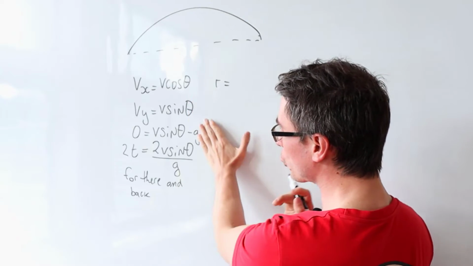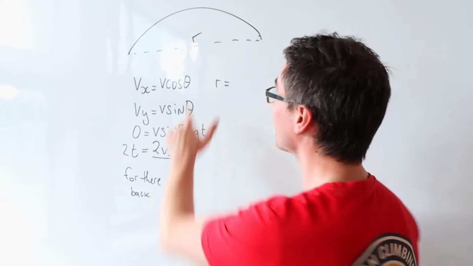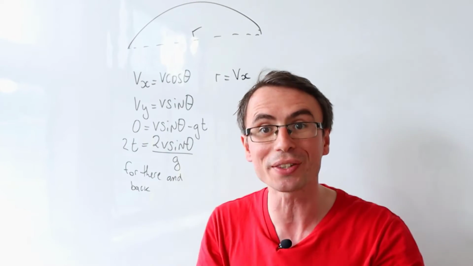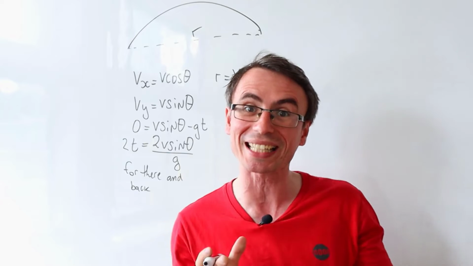These are our horizontal and vertical speeds. Then to find the range, multiply the horizontal speed, which is constant because there's no forces acting in that direction. Whoa. What are you doing?